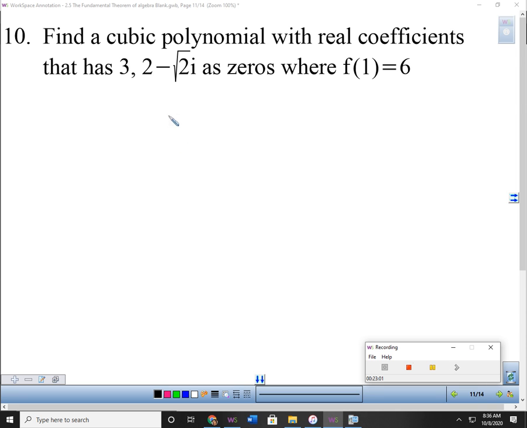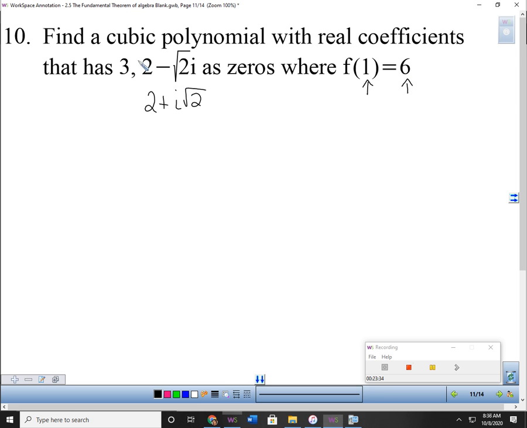Alright, so we're going to find a cubic polynomial with real coefficients. So cubic, that means we should have 3 zeros, where your zeros are 3 and 2 minus the square root of 2i. I don't like the i behind the square root. I prefer it in front, as 0. So if 2 minus the square root of 2i is a 0, so is 2 plus, I'm going to put the i in front, i square root of 2, is also a 0. And then we'll deal with this last, right? This just means when I plug in 1, I should get 6 as a result.